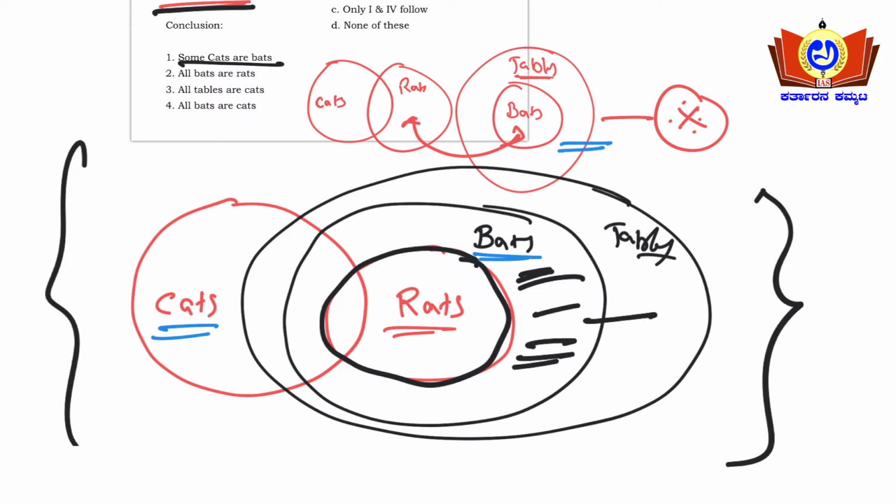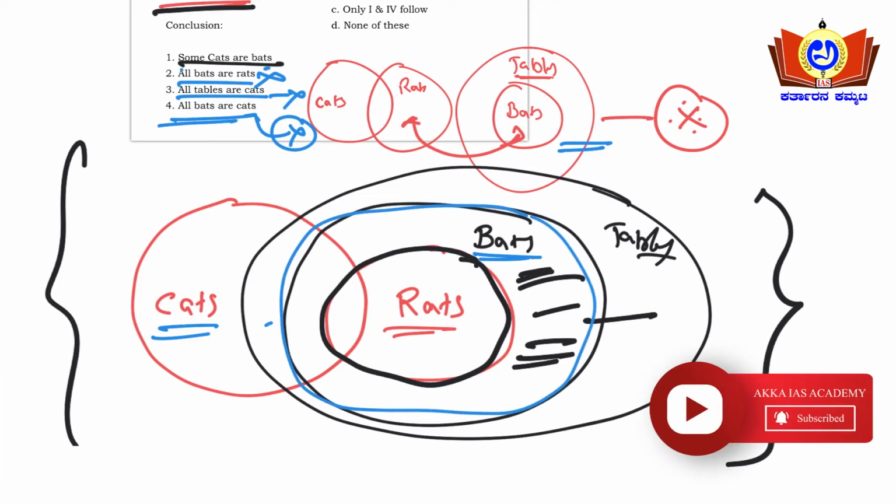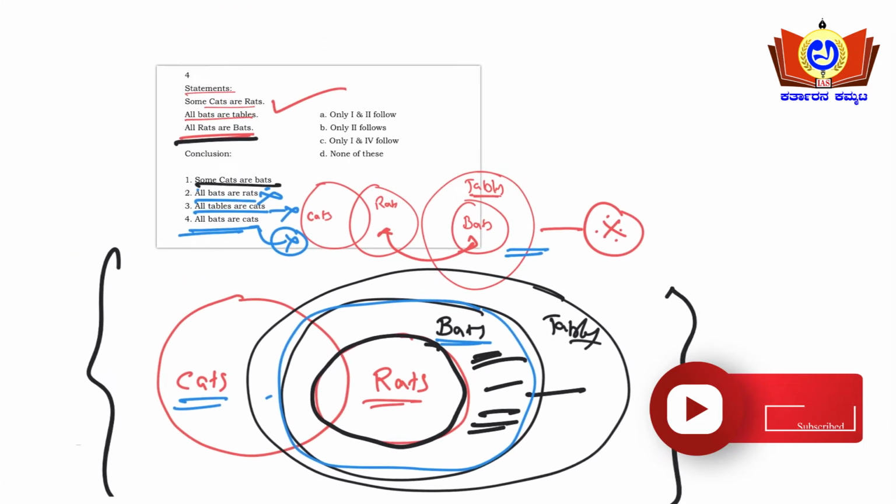And the second statement, all bats are rats. All the bats are rats, no, this doesn't hold good. All tables are cats, no, this doesn't hold good here. All bats are cats, no, this also is not the probable option. Yes or no? Some cats are bats might be the probable option, but we need to check the options here.